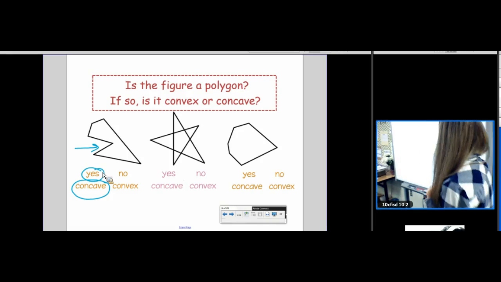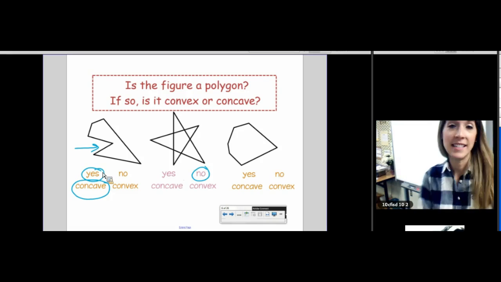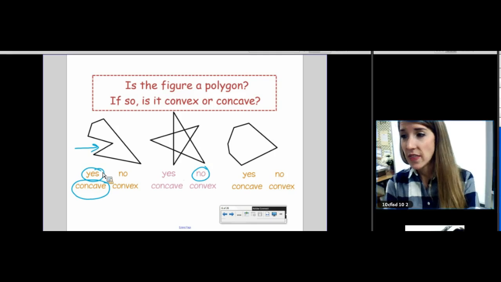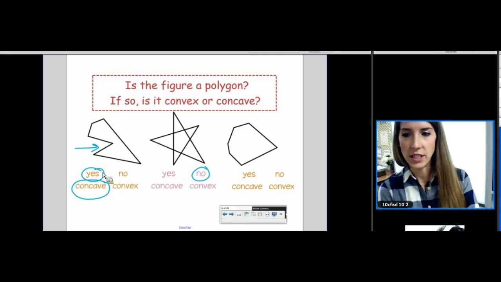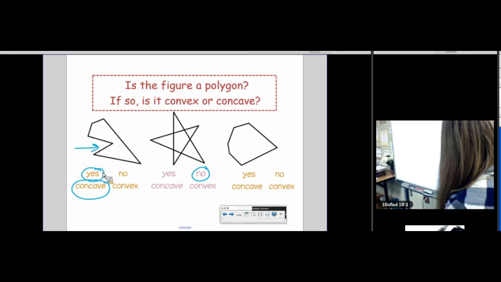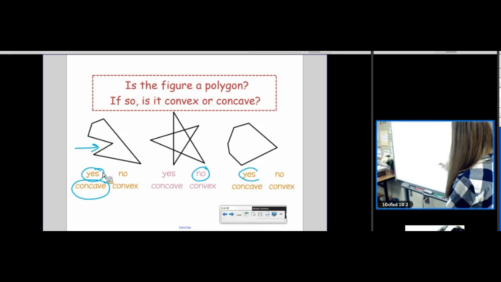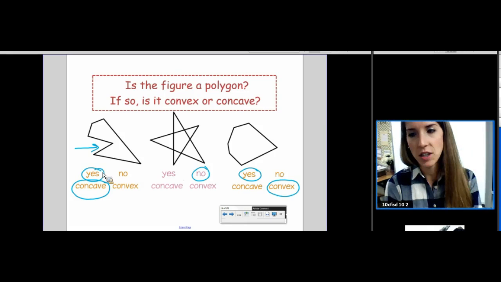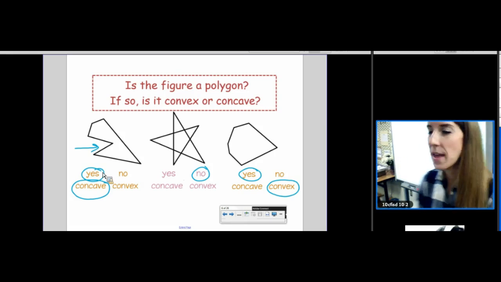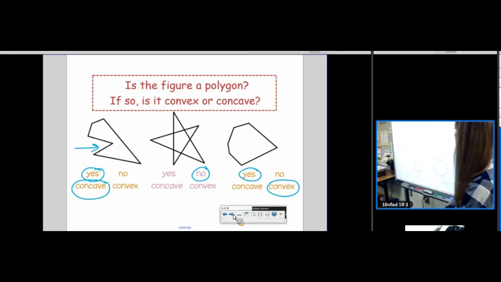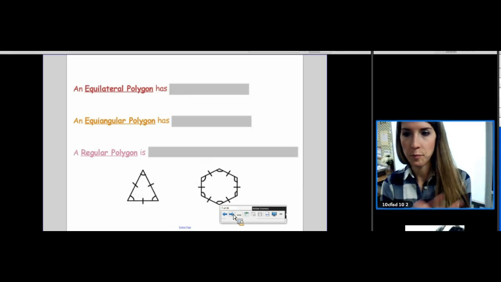The next one, is that a polygon? It is not a polygon because we learned that the sides of a polygon are not allowed to intersect, and so that's not a polygon. Finally, yes, this is a polygon. It is a convex polygon because none of the sides are caved in. That's all we're going to talk about. Like I said, next semester we'll dive more into that.